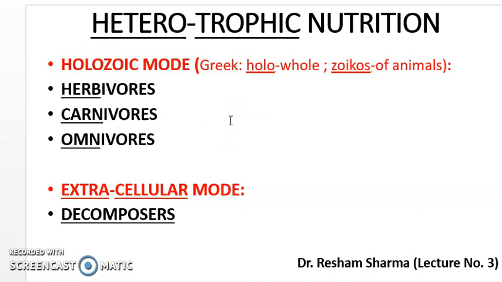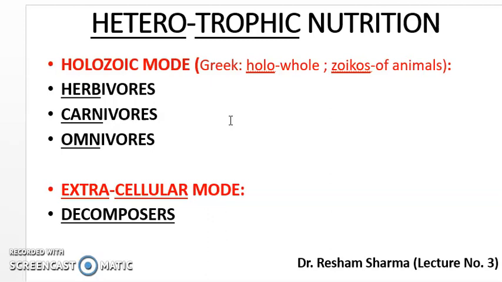So when we talk of the heterotrophic mode of nutrition, we can have two main methods by which the organism is procuring food from its external environment and from other organisms. The first is the holozoic mode. So holo means whole, if you can remember it like that, and zoikos means animals. This is the Greek root of the word, if you break it down.